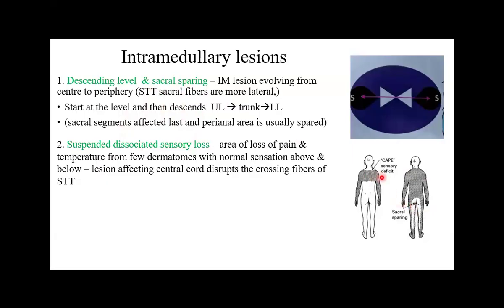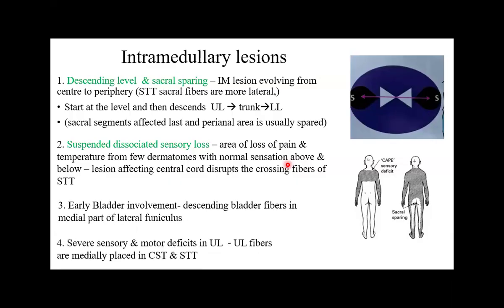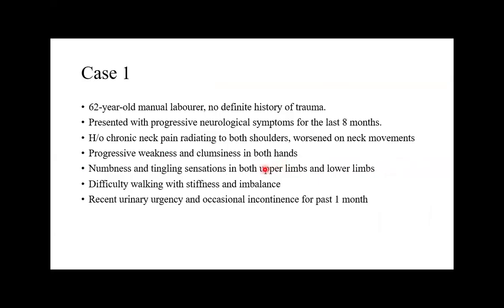And a suspended dissociated sensory loss that we discussed earlier: area of loss of pain and temperature over a few dermatomes with normal sensation above and below, as the lesion affecting the central cord disrupts the crossing fibers. And early bowel bladder involvement, because the descending bladder fibers are more medially placed in the lateral funiculus. And severe sensory and motor deficit in upper limb, as the upper limb fibers are medially placed in corticospinal tract and spinothalamic tract. So we'll see some cases.